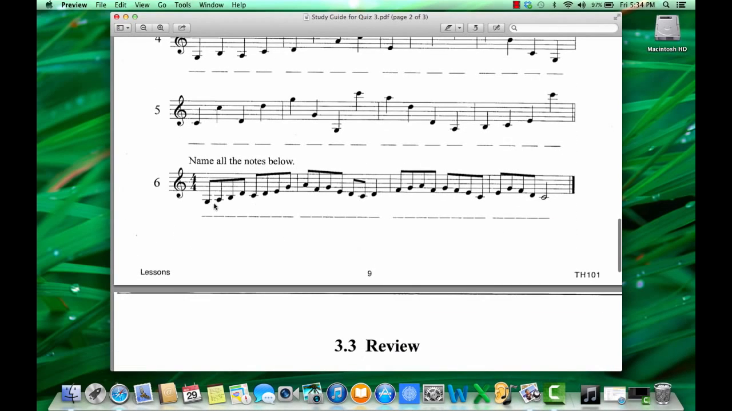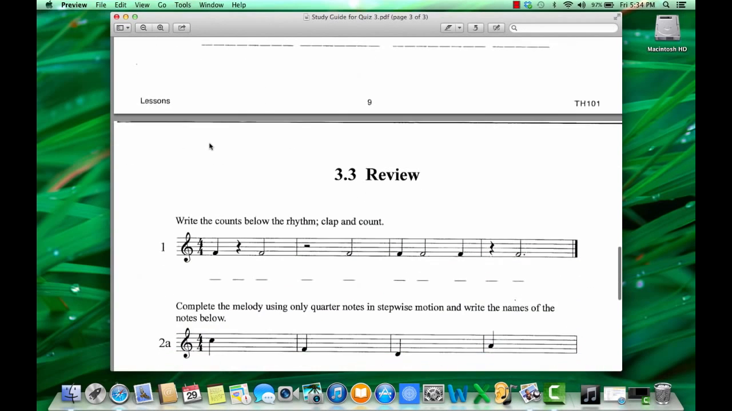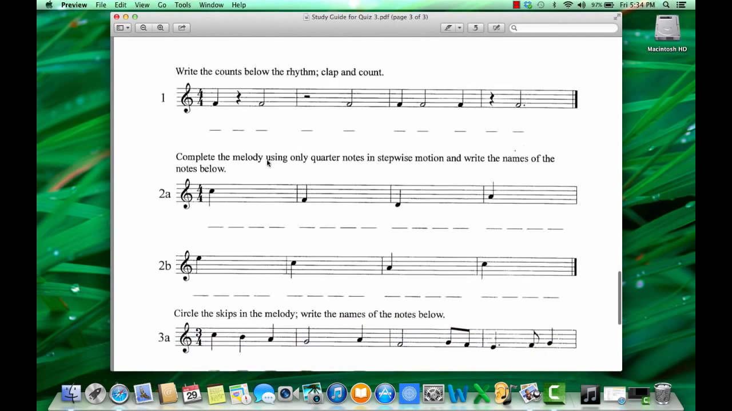Remember that these are called eighth notes. So if we were clapping or counting this rhythm, it would be 1, 2, 3, 4, 1 and 2 and 3 and 4 and 1 and 2 and 3 and 4, 1 and 2 and 3 and 4 and 1 and 2 and 3 and 4. You don't need to count them, just name the notes. For review, write the counts beneath, clap and count as we go.